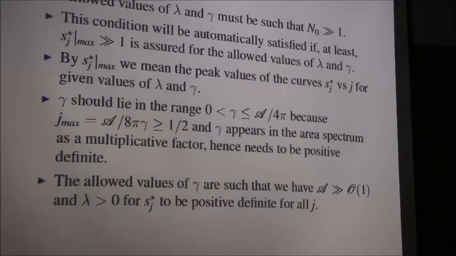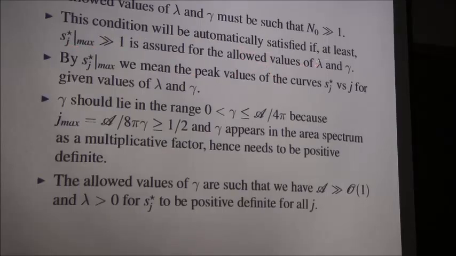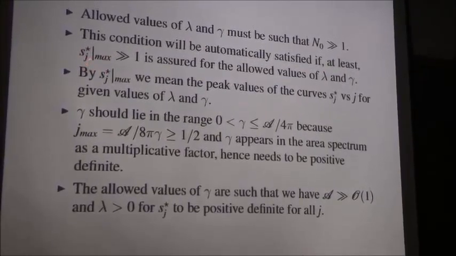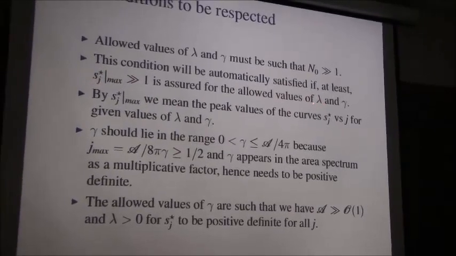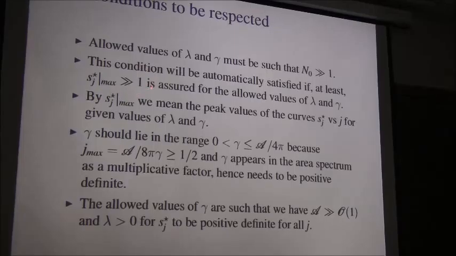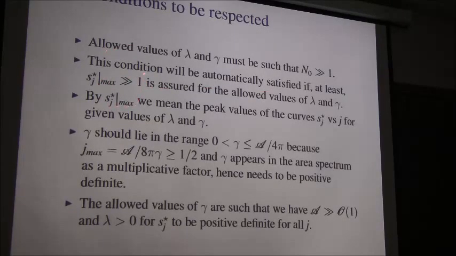Okay. So while calculating this entropy, if I go further, as I will demand that that has to be equal to the Bekenstein-Hawking entropy, I have to be careful about these facts, that the allowed values of lambda and gamma should be such that this n naught is very much greater than order 1. And to satisfy this condition, what I will see is that I have to choose this lambda and gamma in such a way that at least for every value of lambda and gamma, the peak of the most probable distribution is very much greater than 1.